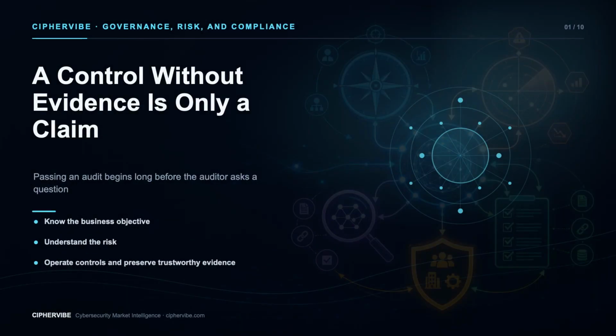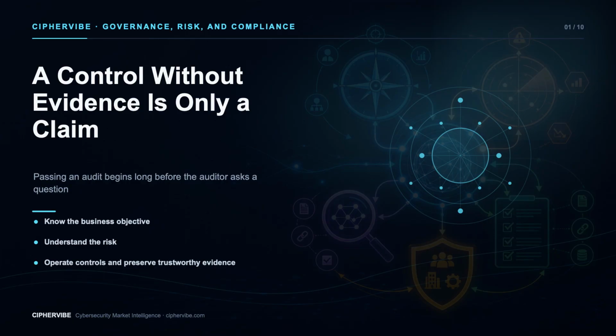...asks the simple question, how do you know only authorized people can access sensitive data? The security team says, we have a policy. The engineer says, we enabled a setting. But nobody can show who owns the control, whether it operated all year, what exceptions occurred, or how failures were corrected. That gap is where governance, risk, and compliance, GRC, becomes practical.